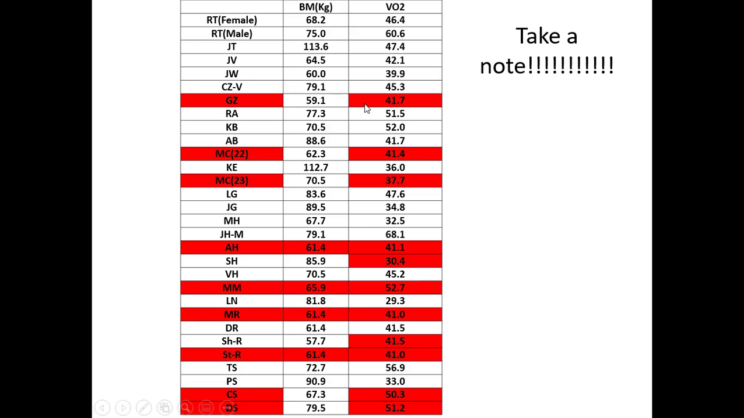But why does this red color mean a student didn't report their VO2 max value, or reported an incorrect value, or maybe a little bit correct but a little bit different from my calculation? This is why it took time to prepare this lecture, because I really want to fix all of the students' data so I can give a good lecture using your own data. Does it make sense, class? So please take note of your initial, your body mass, and your VO2 max value.